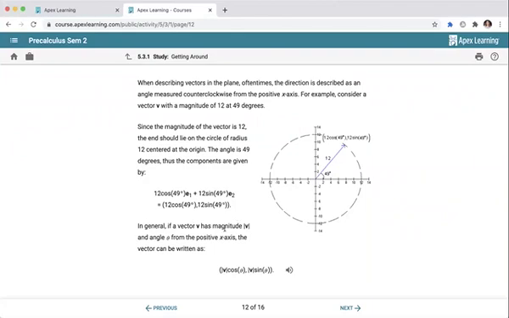So in general, if a vector has a magnitude and an angle, we can write our vector as magnitude times cosine of theta, comma, magnitude times sine of theta. So with the magnitude being 12, that's 12 cosine theta, 12 sine theta. Again, very similar to the stuff we worked with for unit circles.